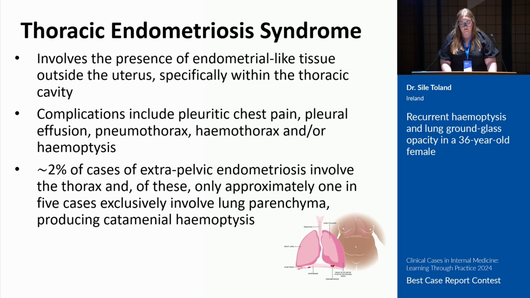So thoracic endometriosis syndrome involves the presence of endometrial-like tissue outside of the uterus, specifically within the thoracic cavity. Only 2% of extrapelvic endometriosis involves the thorax, and of these, approximately 1 in 5 cases involve the lung parenchyma, which produces catamenial haemoptysis.